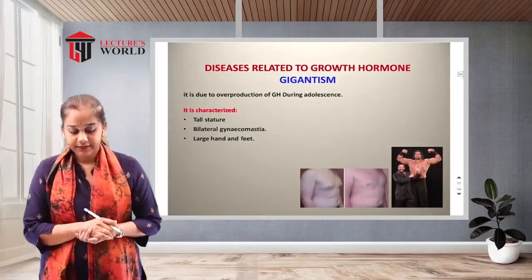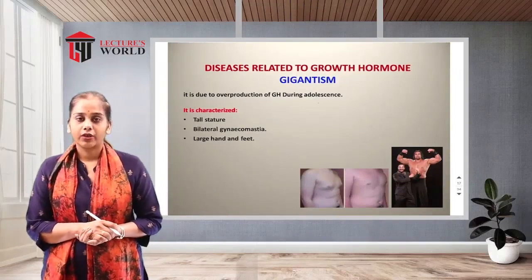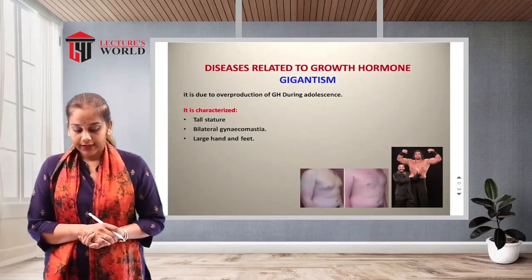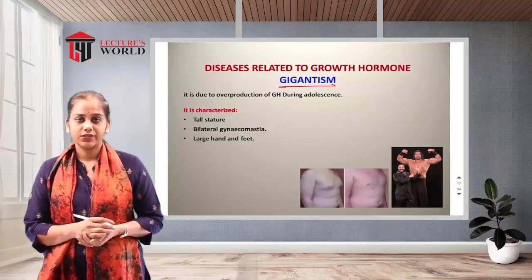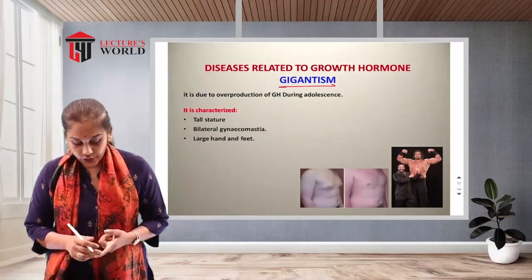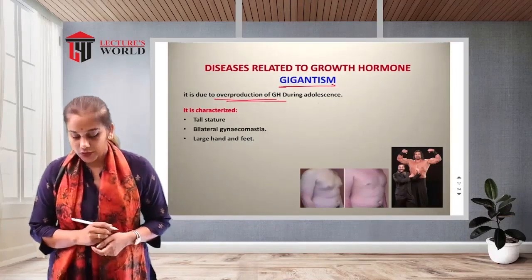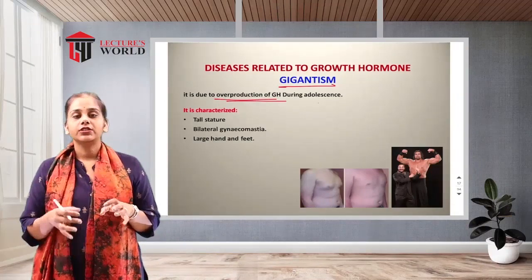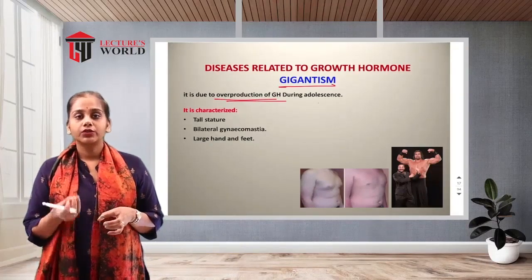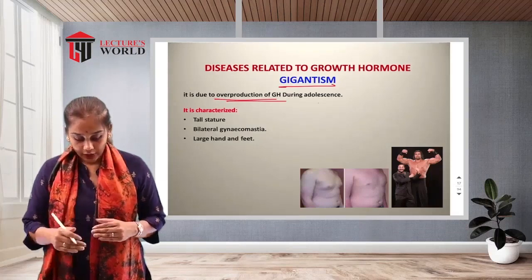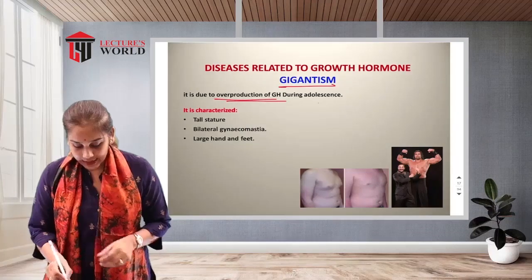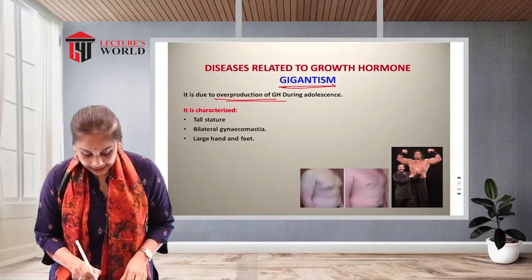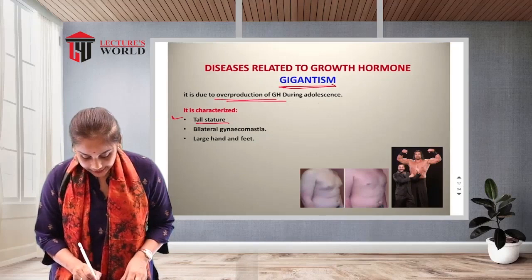Now let us see some diseases related to the growth hormone, or we can say applied anatomy related to the growth hormone. The first condition is known as gigantism. So what is gigantism? It is due to overproduction of the growth hormone during adolescence. Beyond the normal amount of growth hormone, that is known as gigantism. It is characterized by a tall stature, then bilateral gynecomastia, then large hands and feet.